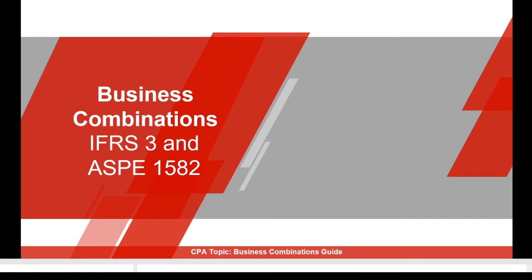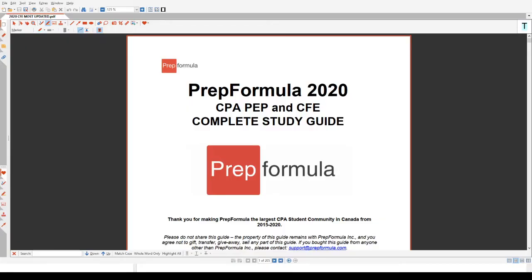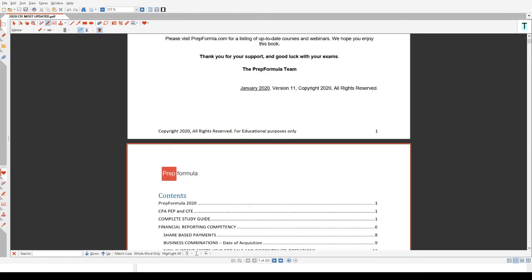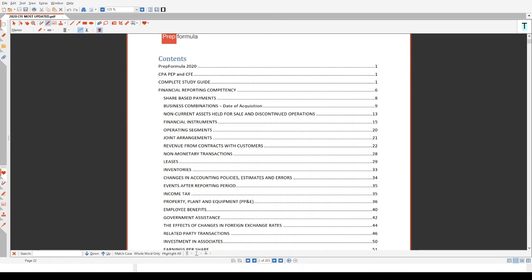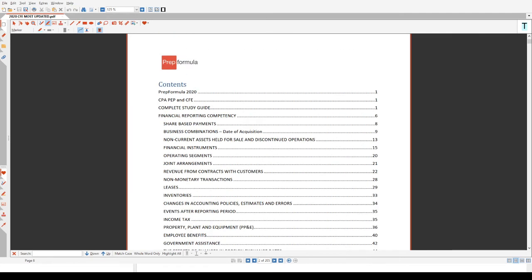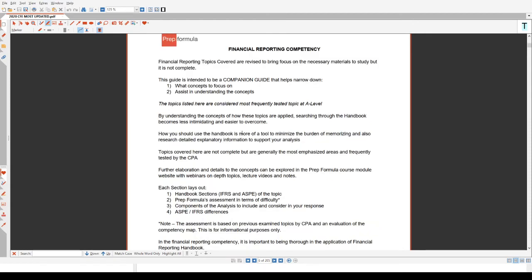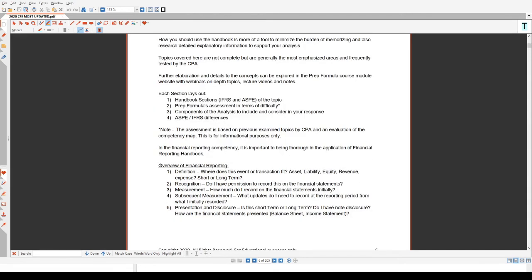But before we begin with that, I want to talk about the resources for improving your technical knowledge. The first thing I want to talk about is the study guide. Please email support@prepformula.com for this guide. It goes through the topics specifically related to financial reporting. If you go through the financial reporting competency guide and click the table of contents, it will jump to that location and talk about the areas that your analysis needs to include.